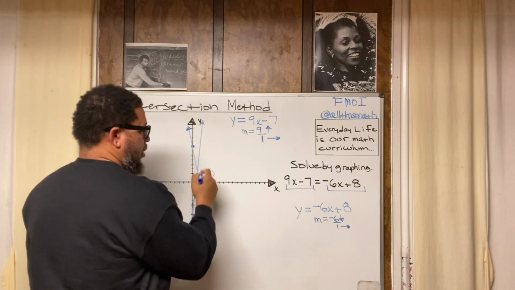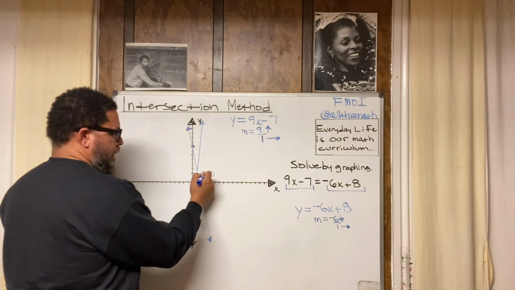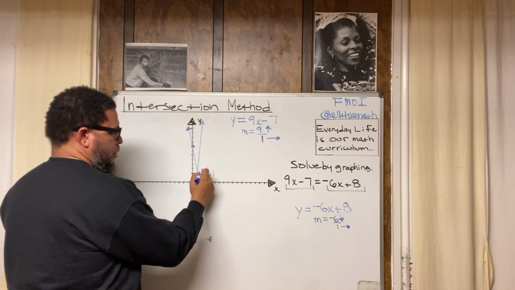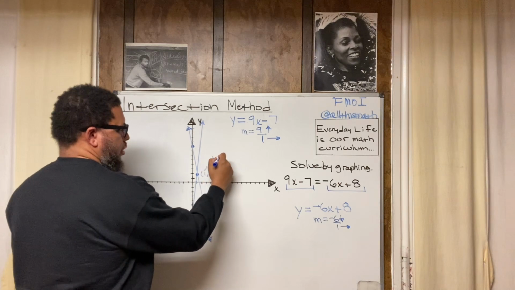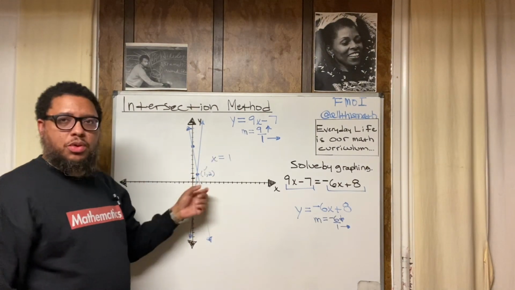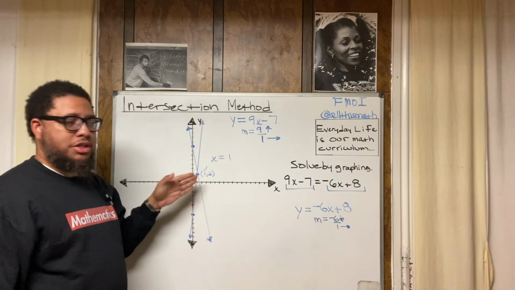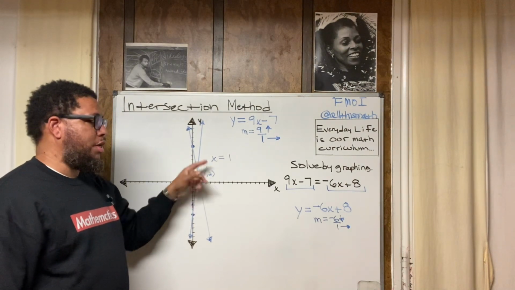Now, we only care about the x value. All right? The x value is 1. So this is our solution. X equals 1. The x value of the intersection point is our answer.